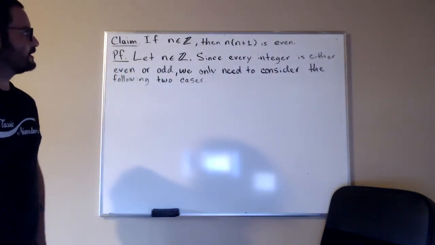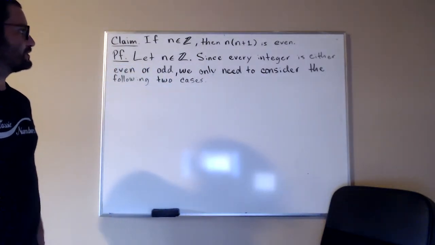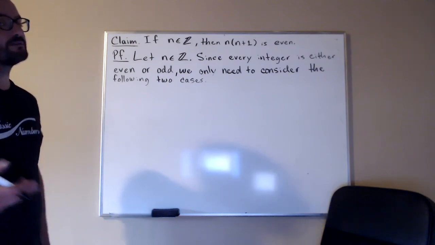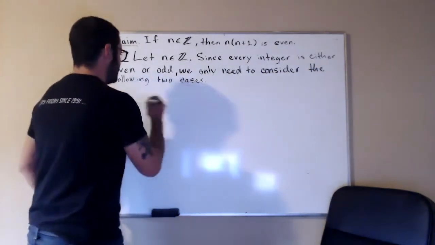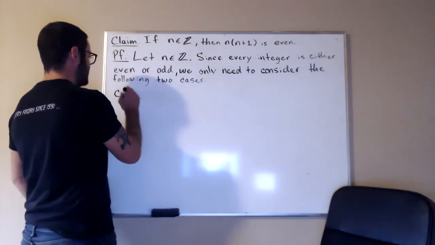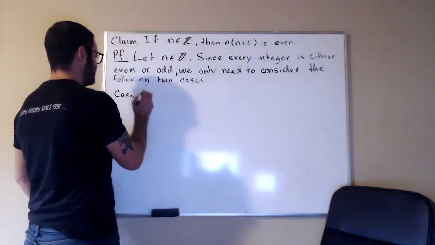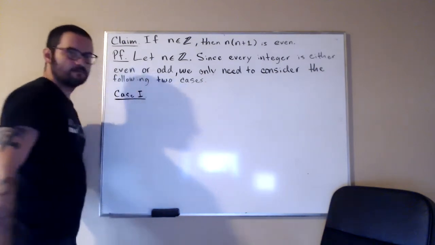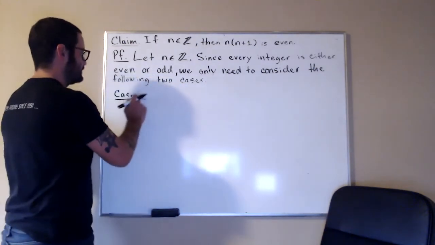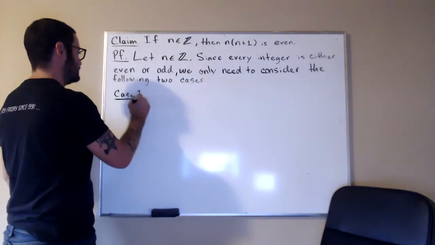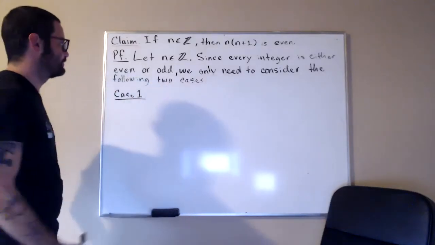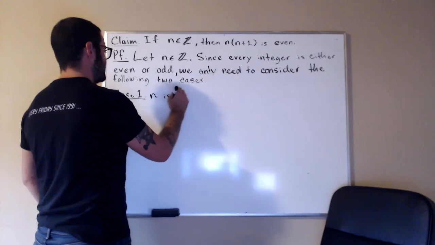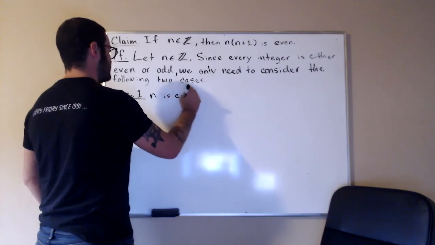Since every integer is either even or odd, we only need to consider the following two cases: the case when n is even, and the case when n is odd. So, case 1: n is even.